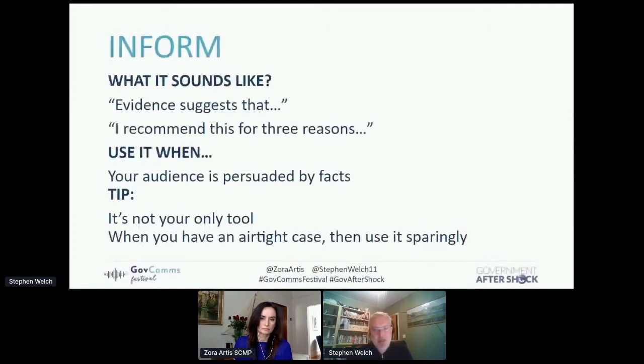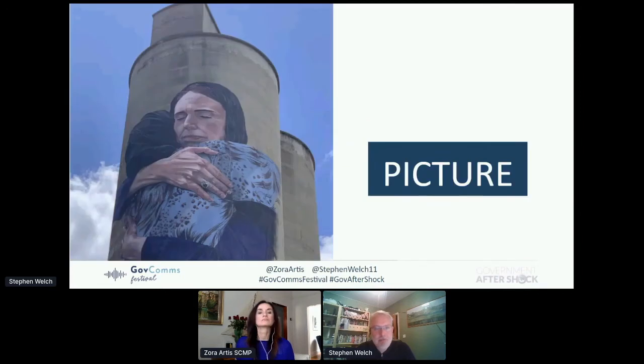A big challenge that communication people have is they think that inform is the only way to go when they're trying to prove the value of their work. My contention is you definitely need to do inform, but you've got other styles and other approaches that you can take to really get your point across, and you don't always have to play in the inform or the data playground. One of those other areas you can play is in what we know as picture. So I'm going to hand back to Zora, who's going to talk about that.